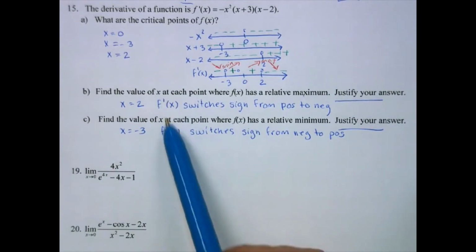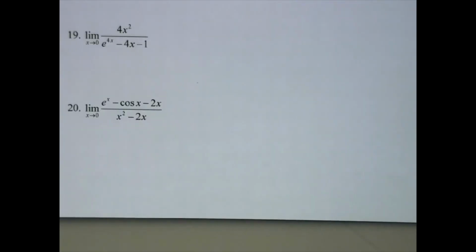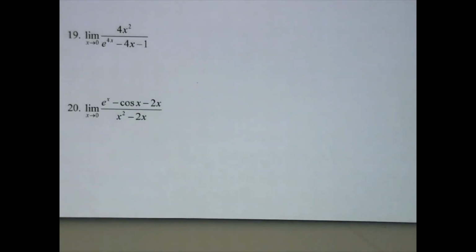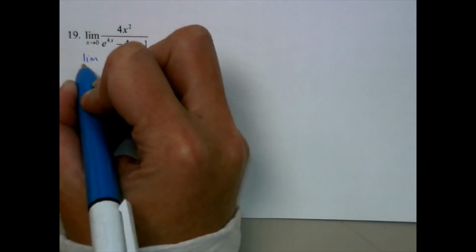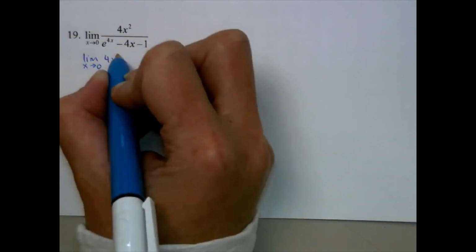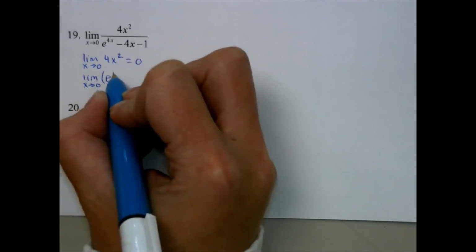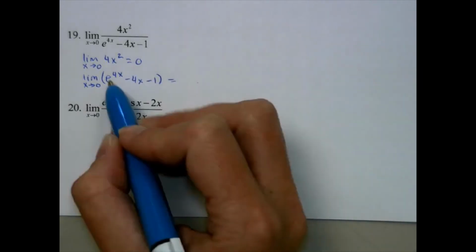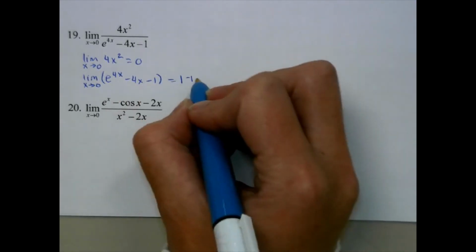All right. So this is looking a whole lot like L'Hopital's rule. So what we're going to do is check to see what's happening at the top and the bottom. So the limit as x goes to 0 of 4x squared when we plug in 0 is 0. The denominator, e to the 4x minus 4x minus 1. So e to the 0 is going to be 1. This will be 0. This will be 1. So we do, in fact, get 0. If the limit of both the top and the bottom are 0, then we can apply L'Hopital's rule.